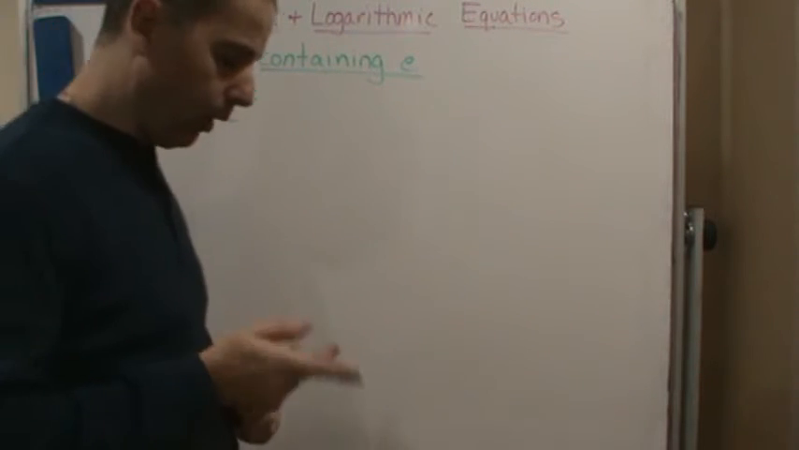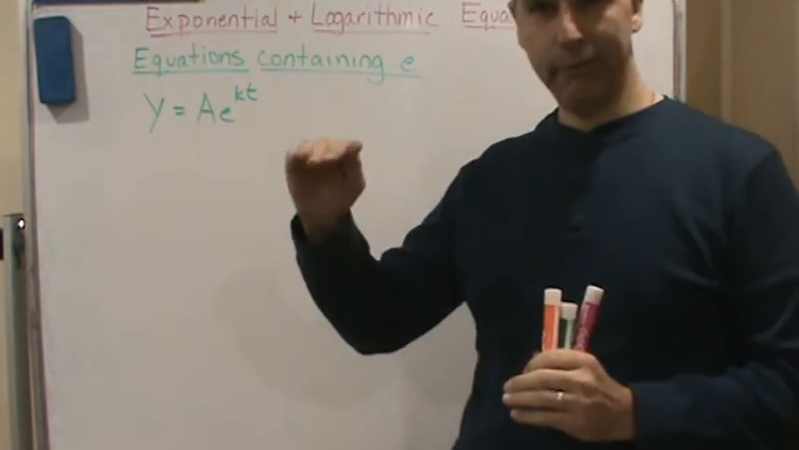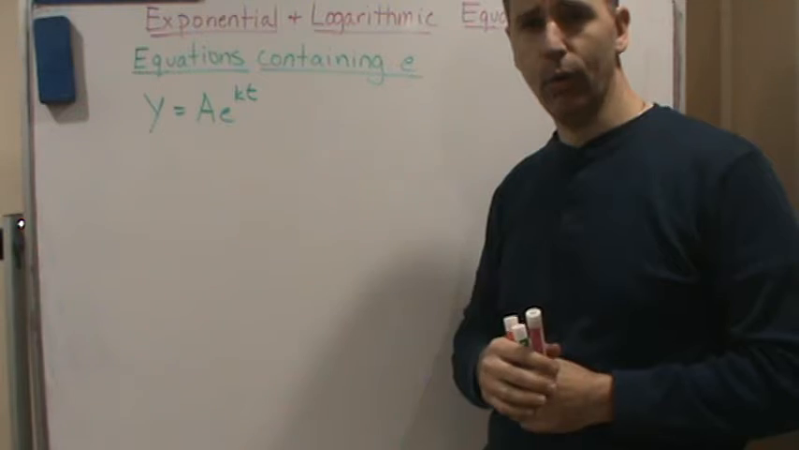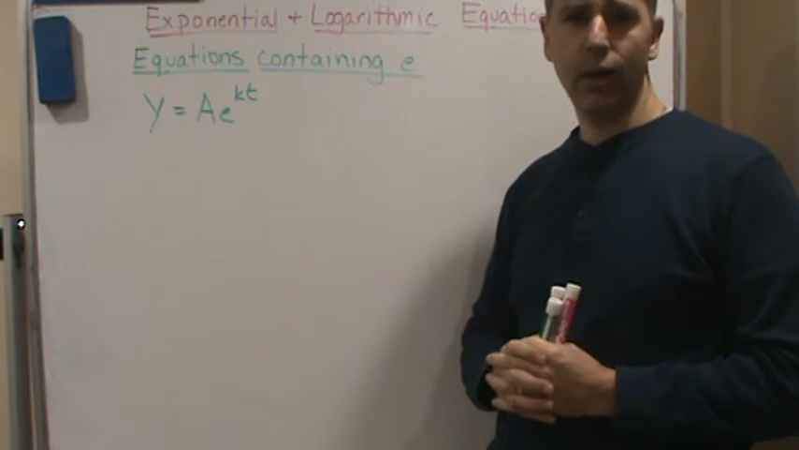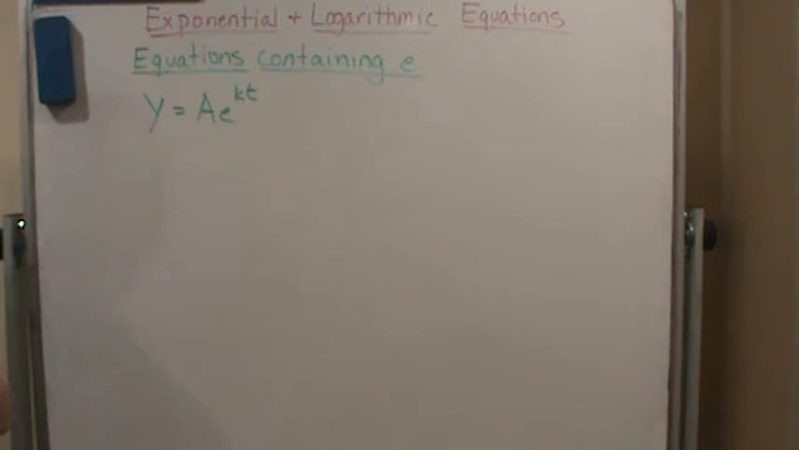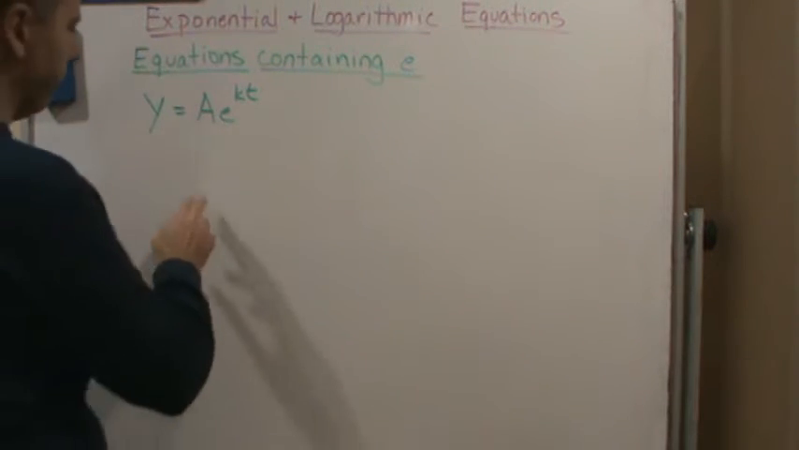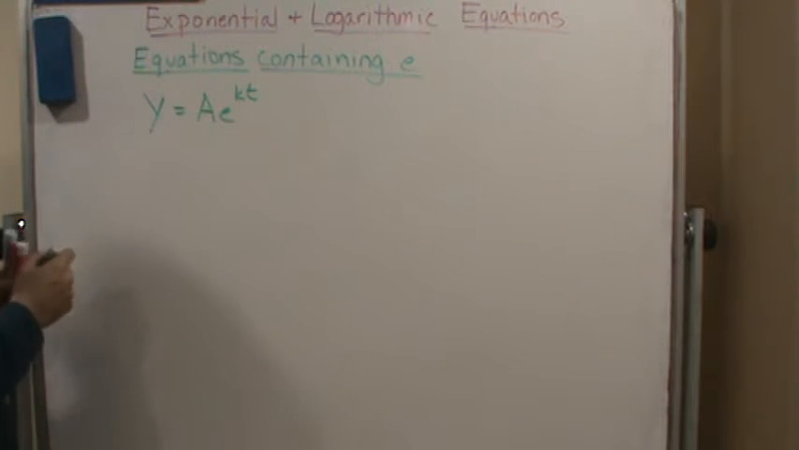Before, we used our calculator and we solved it by graphing. Now I'm going to show you how to solve it by using algebra. So what do we start by doing to solve for t? We've got to get rid of the coefficient there, so we're going to divide both sides by a.